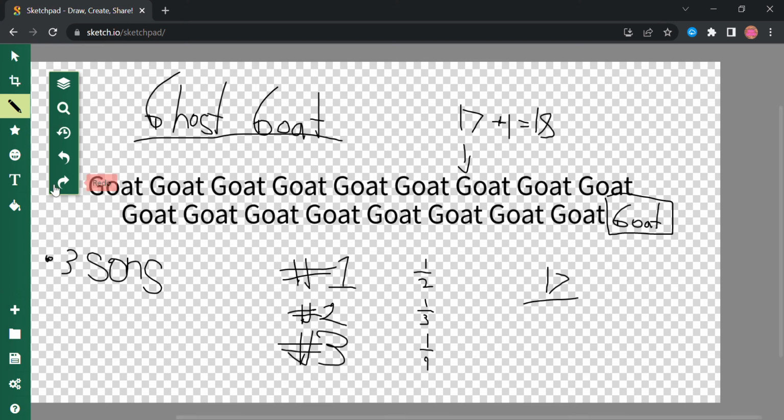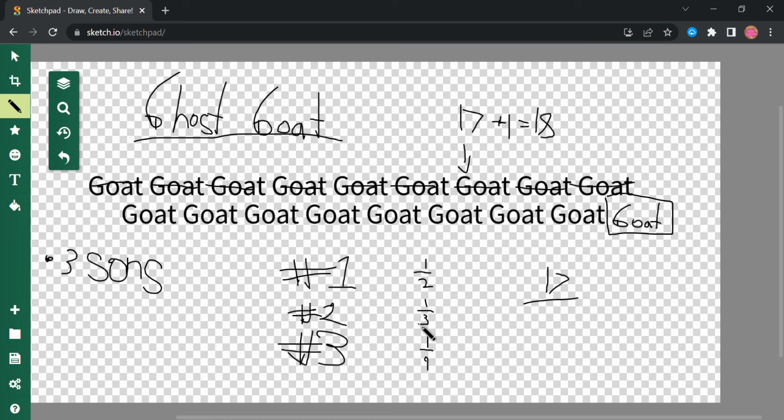let's do it this way. 1/2 of 18, now let me show it to you. 1/2 of 18, which is 18 divided by 2 or multiplied by 1/2, is 9. So we can count these goats. 1, 2, 3, 4, 5, 6, 7, 8, 9. So we have more than half of the goats gone. 9 goats are gone so far.